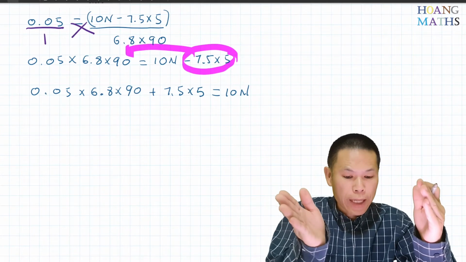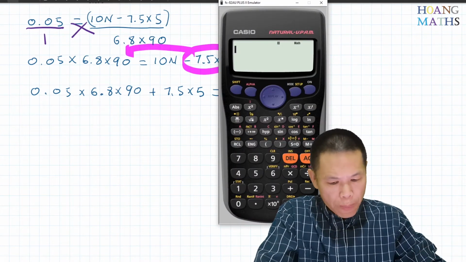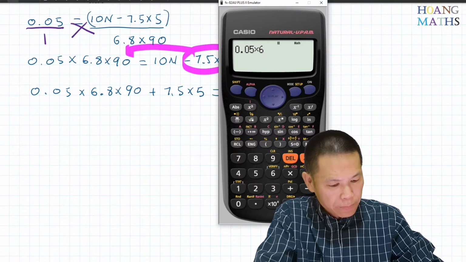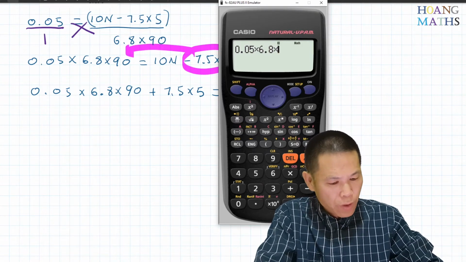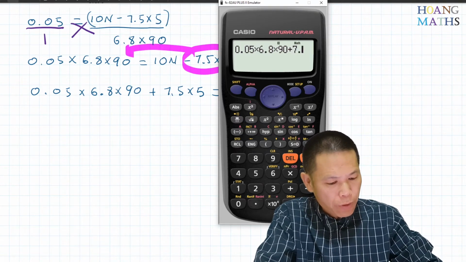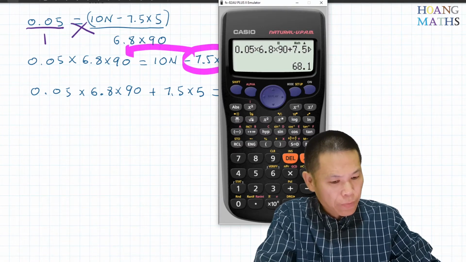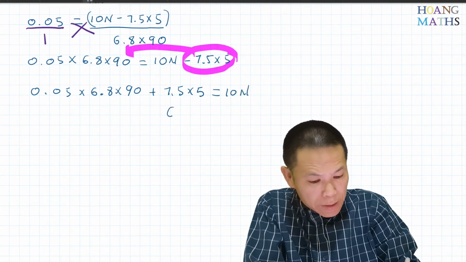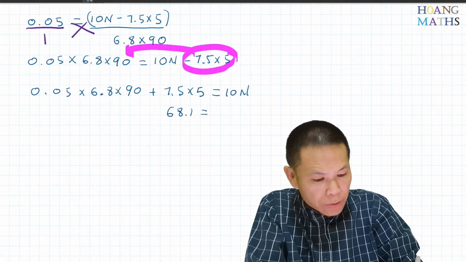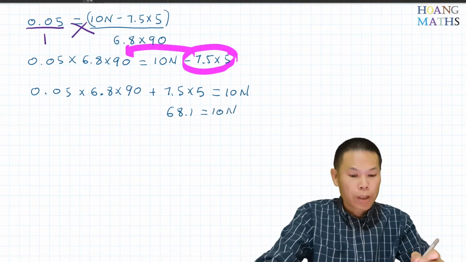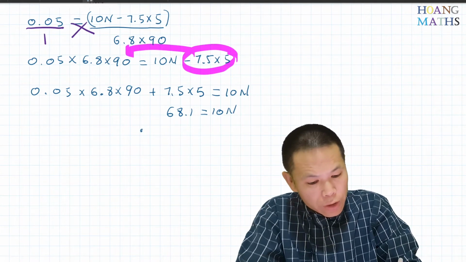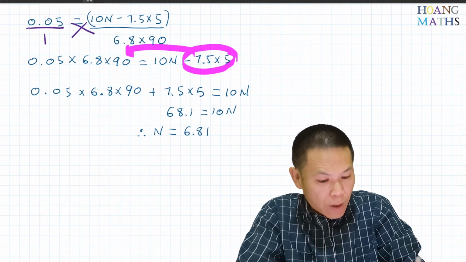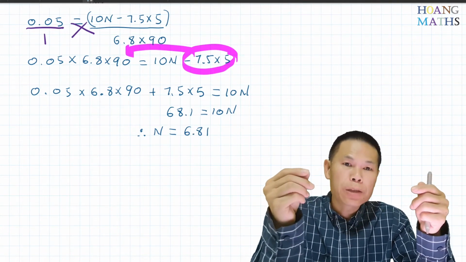So let me just move this up. Now I just put this in the calculator. I just go 0.05 times 6.8 times 90, and then we add 7.5 times 5. So that is 68.1, which means 68.1 is equal to 10n. So I divide by 10 on both sides. Therefore, n is equal to 6.81. So therefore, n is 6.81.